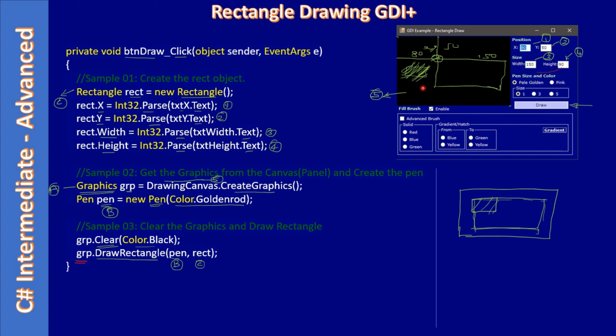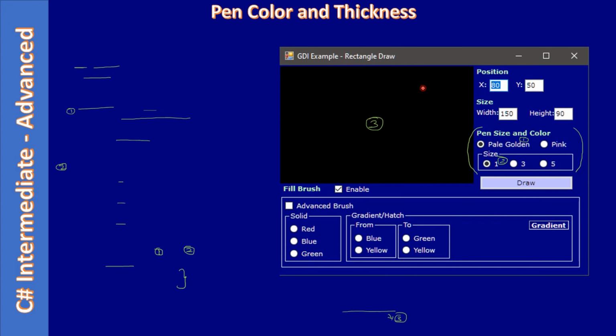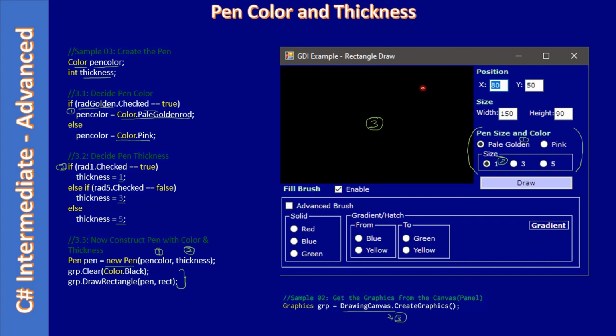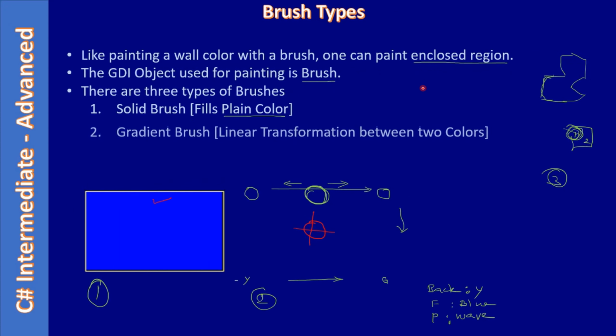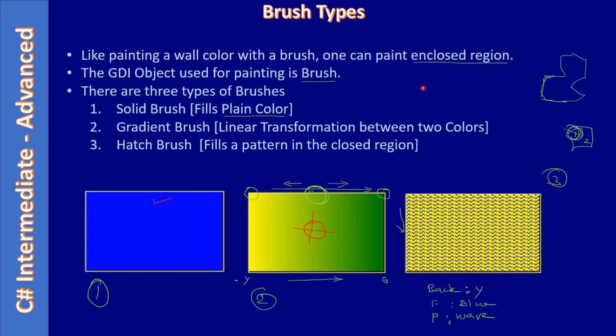After learning how to draw, we learned how to use the pen. Then we also learned how to modify the attributes of the pen by setting a different color and thickness. So we learned two flavors of the pen constructor. We can construct a pen with only a color, or with a color as well as a thickness. Then we learned about the brush types: solid brush, gradient brush, and pattern brush. Some people call it a hatch brush, and GDI Plus also refers to it as a hatch brush.